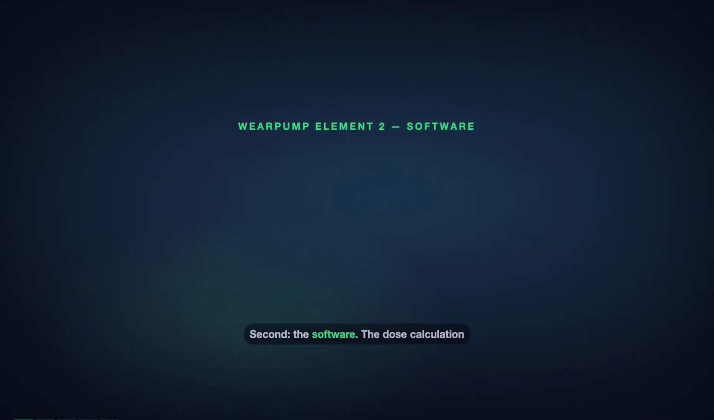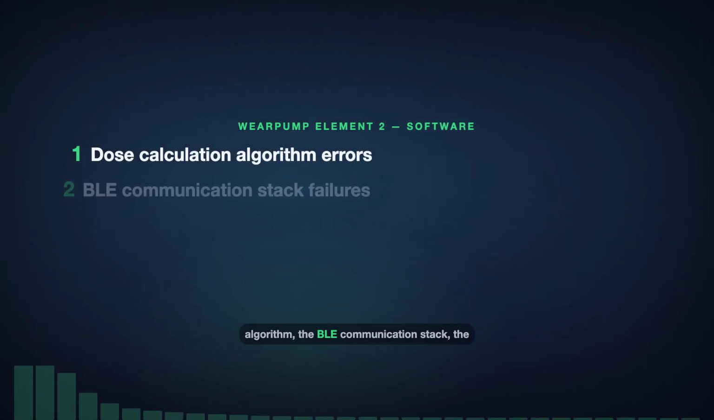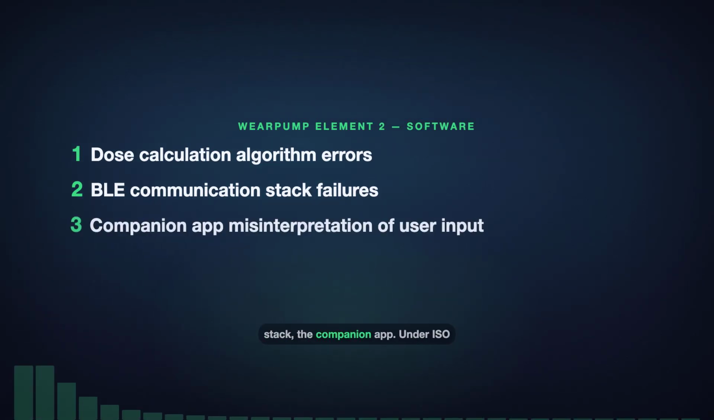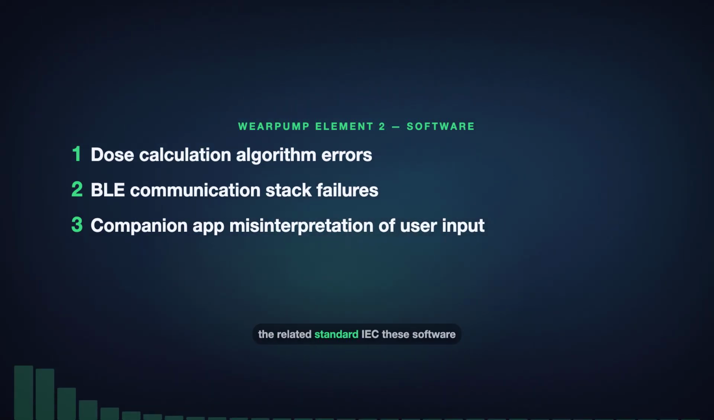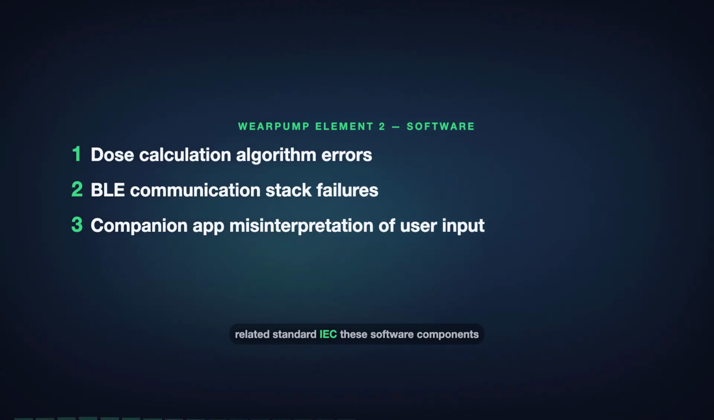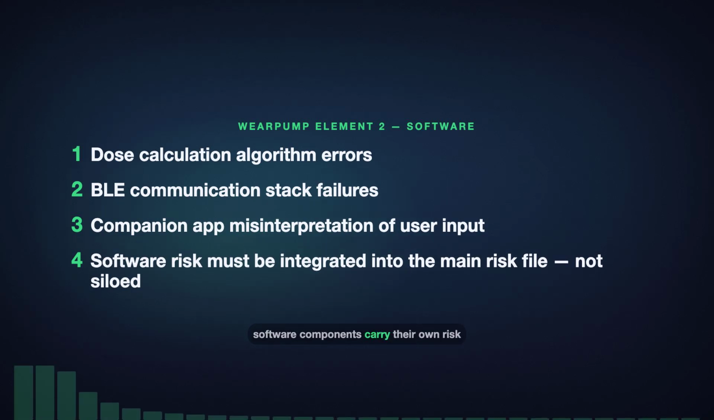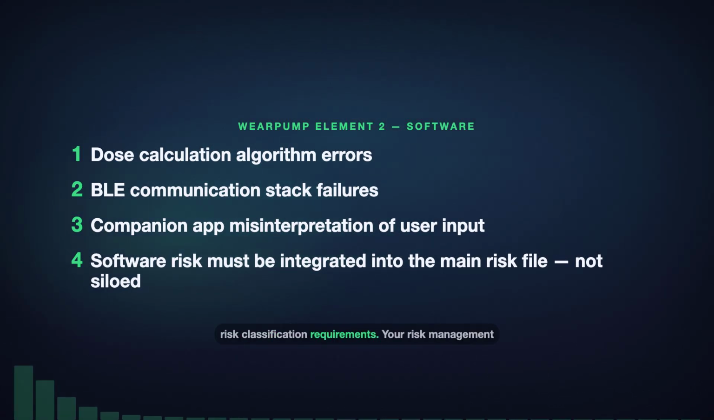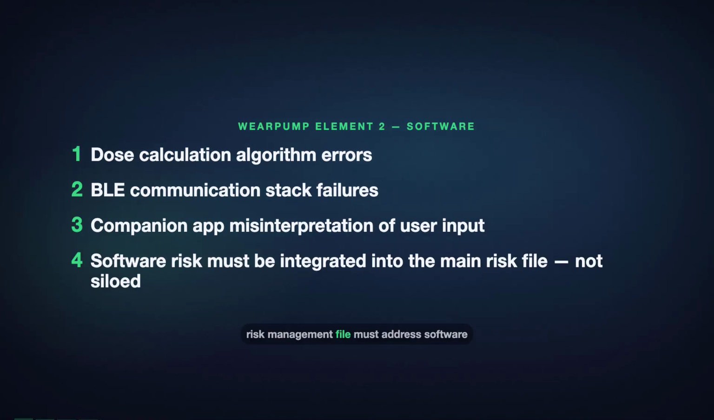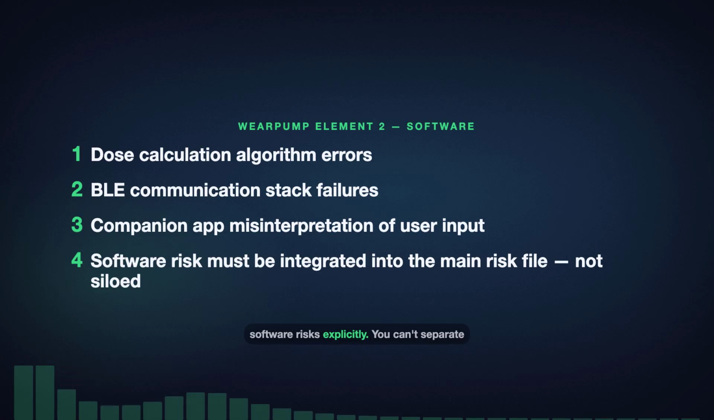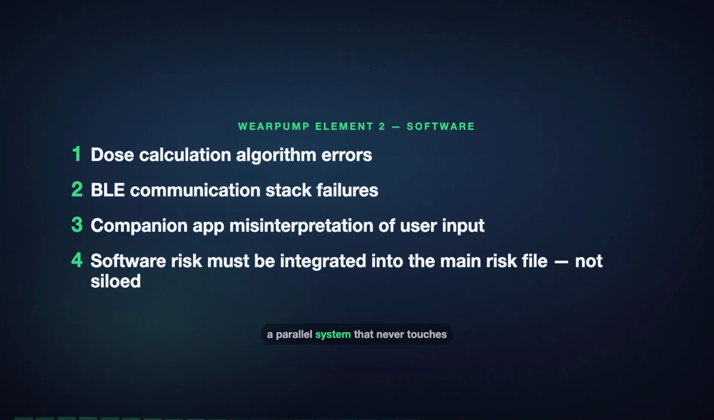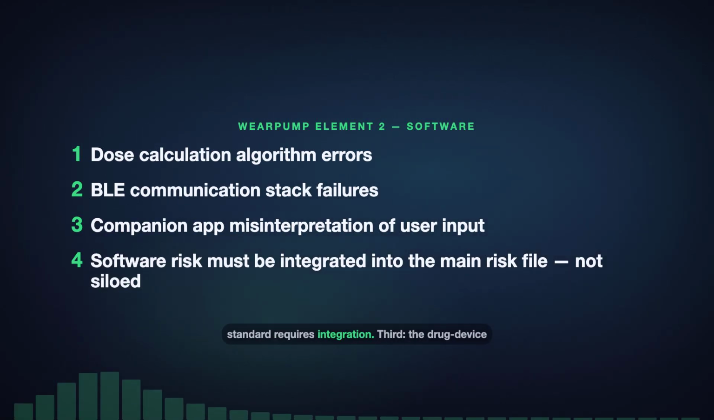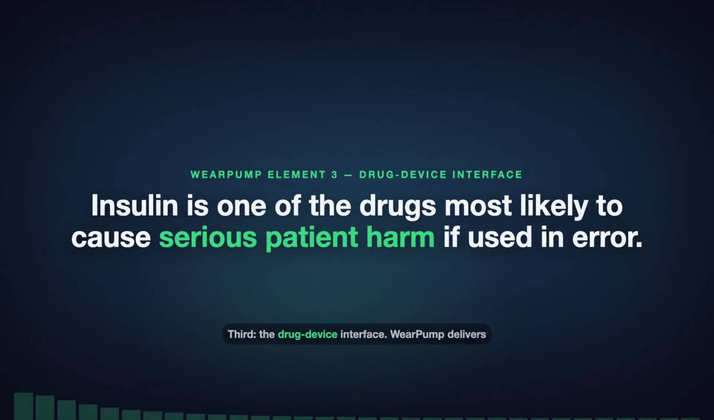Second, the software, the dose calculation algorithm, the BLE communication stack, the companion app. Under ISO 14971 and the related standard IEC 62304, these software components carry their own risk classification requirements. Your risk management file must address software risks explicitly. You can't separate the software risk analysis into a parallel system that never touches the main risk file. The standard requires integration.